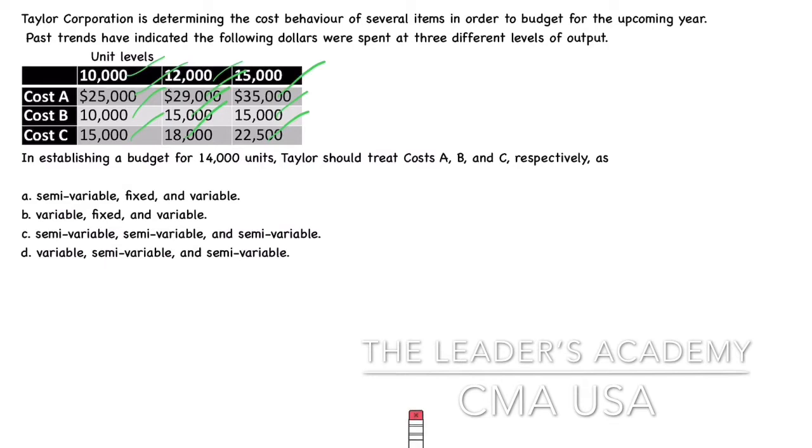So they are asking, give me an idea of how costs A, B and C should be treated. Should it be treated as a variable, a fixed, or a semi-variable? That is their question, especially for 14,000 units. What we are going to do is, for these 14,000 units also, we are going to create a budget. Got it? Before that, let's understand what is variable cost, fixed cost and semi-variable cost.